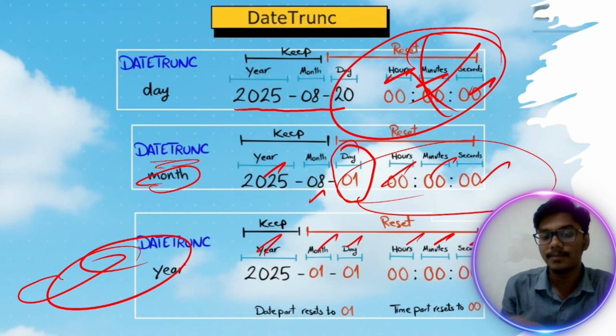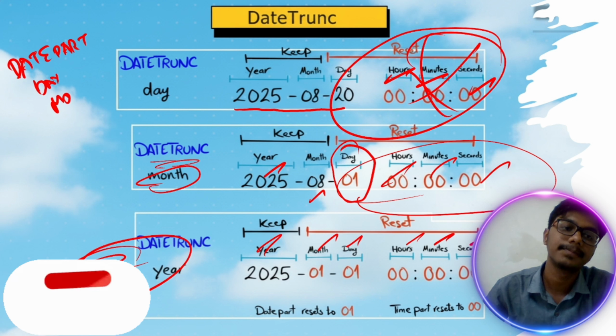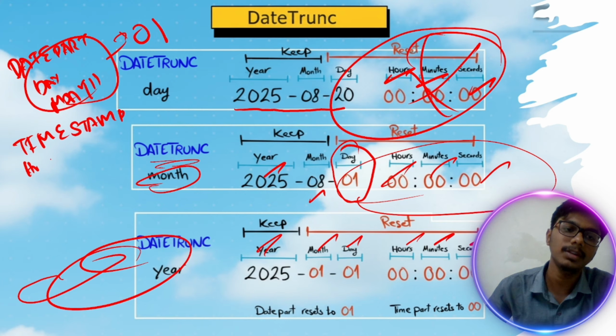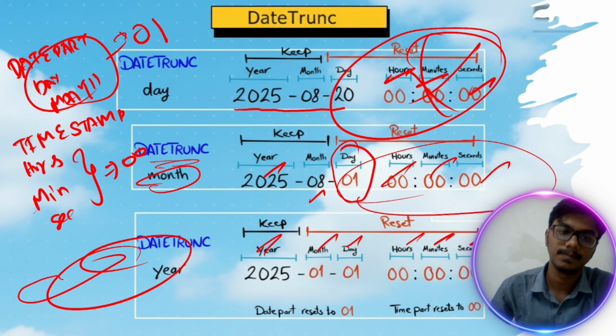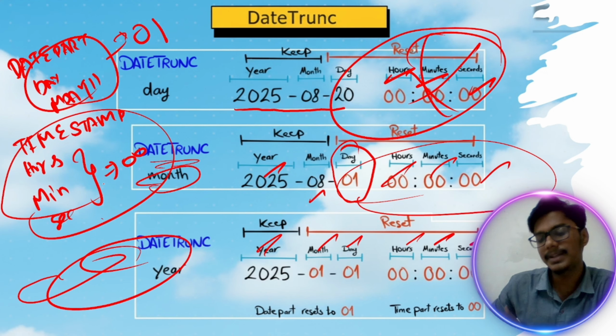The date part resets to 1 and the time part resets to 0. The date part is the main important part. I am going to write it down. Date part, I mean the day and month, should be reset as 01, and the time part, the timestamp, that is the hours, minutes, seconds, should be replaced as 00. Because the day and month don't start with 00, they start with 1. Hours, minutes and seconds start with 0, right? So that's why only they are reset to 00.